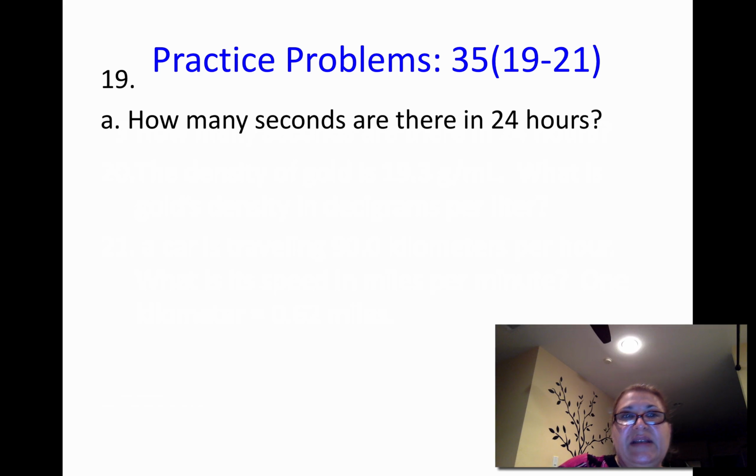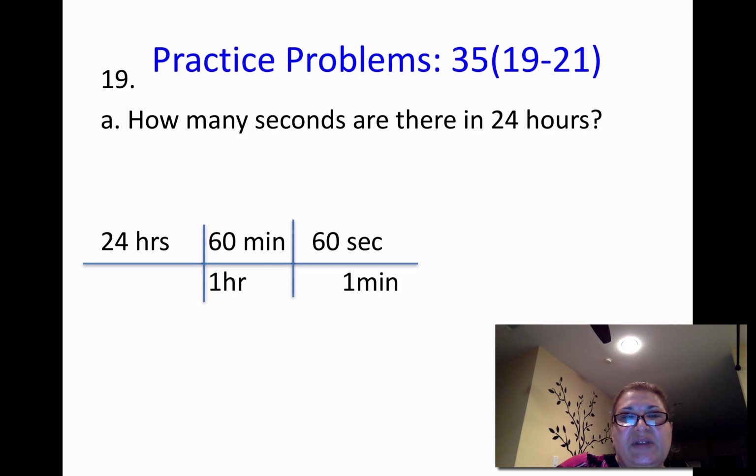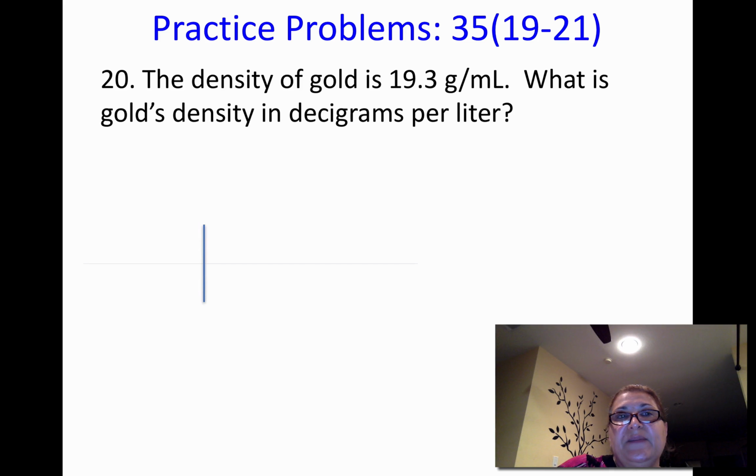Now number 19, how many seconds are in 24 hours? We start with hours. There's 60 minutes per hour, 60 seconds per minute. Multiply 60 times 60 times 24 is 86,400 seconds.